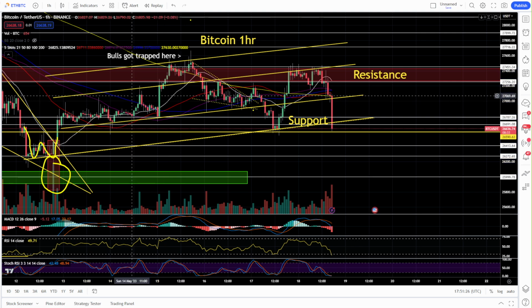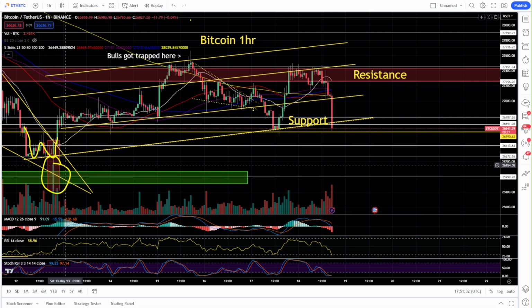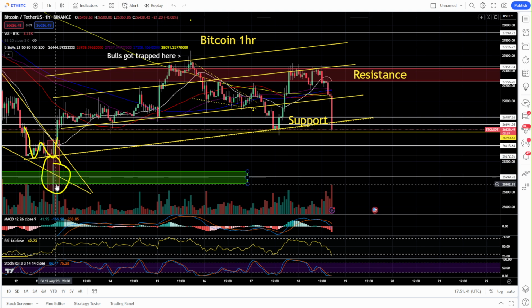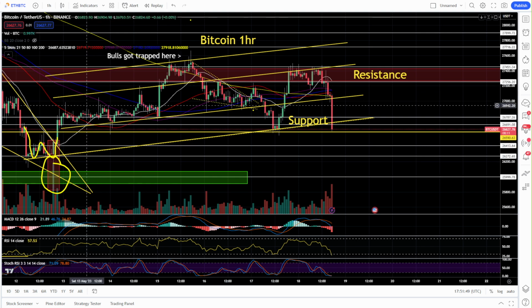When the bears get trapped, you get this long wick, right? That's a good sign. Mr. Market Maker, they'll run the lows. They're going to stop everybody out. How many times have you gotten stopped out, and then the price action takes off the other way, right? And you'll see that happen all the time.